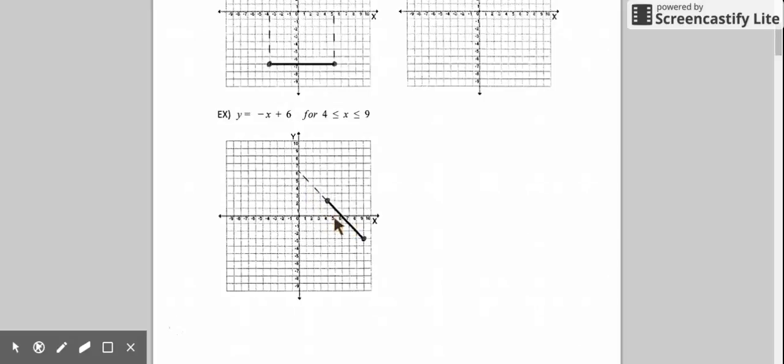So if I plug in 5 into this function, I get -5 plus 6, which is 1. So that exists on my line. I could plug in 8. So -8 plus 6 is -2. So at 8, -2, that's also on my graph. So any x values that are in between 4 and 9, I can plug in and evaluate and get a y value and plot those points. Anything outside of that does not exist on this segment.